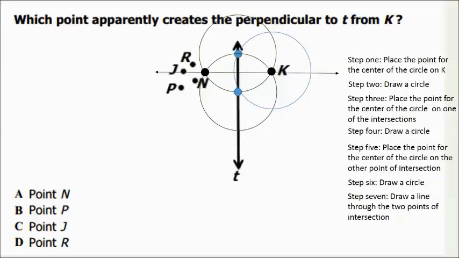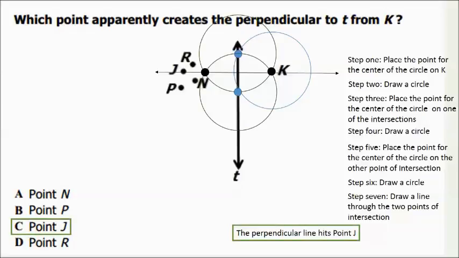Right? So when I draw this straight line, I see that I hit point J. So the perpendicular line hits point J.